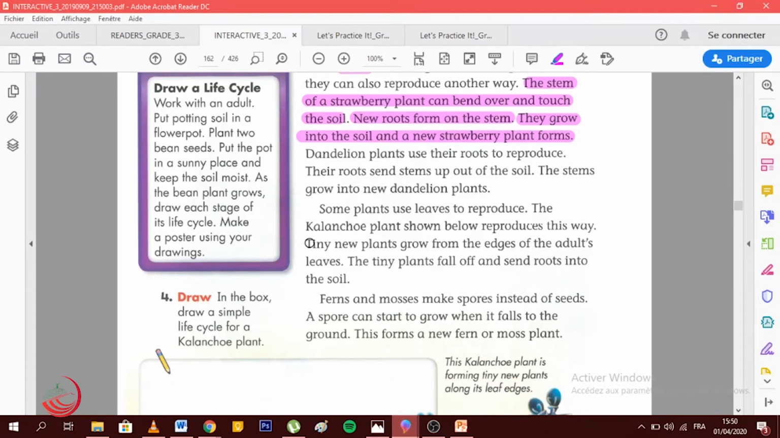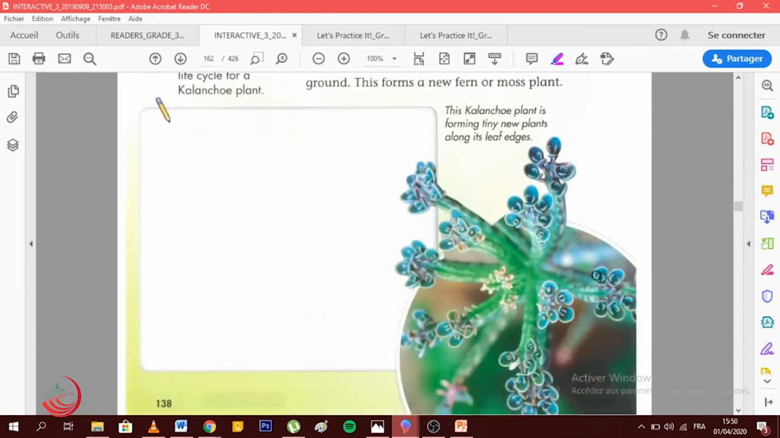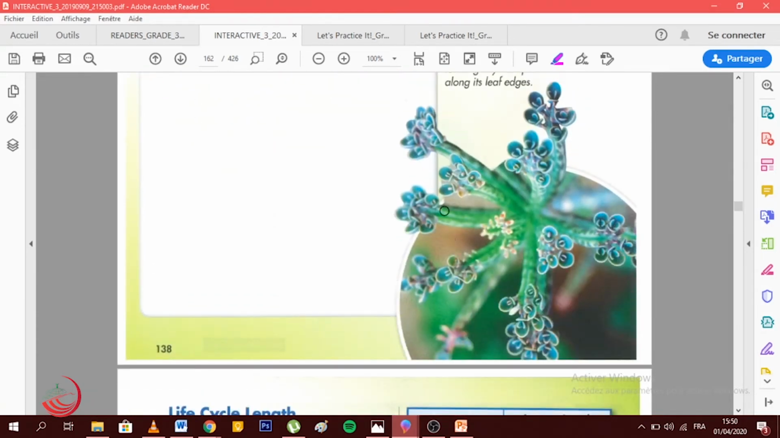Some plants use leaves to reproduce. So here we have another way. So this is not through the stems, not through the seeds, not through the roots, but through the leaves. The kalanchoe plant shown below reproduces this way. So the kalanchoe plant reproduces through the leaves, and this is the kalanchoe plant, and if you can see, these are the leaves.